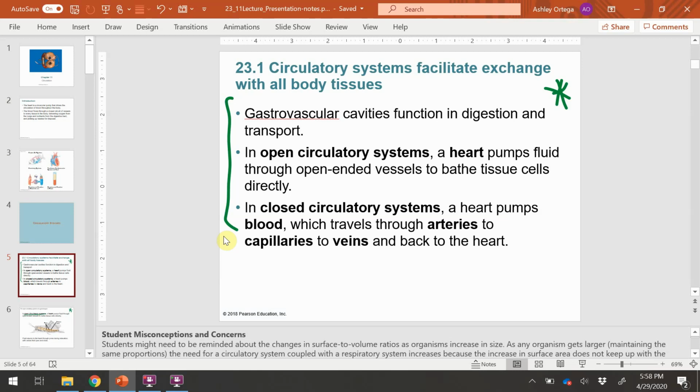For a closed circulatory system, the heart's going to pump the blood that travels through the arteries. These arteries will go to capillaries, then from capillaries will go to veins and return back to the heart. And so this never leaves a blood vessel. The heart's going to pump blood through blood vessels. These blood vessels we'll learn are arteries, capillaries, and veins. And so we'll see how these two systems are much, much different.